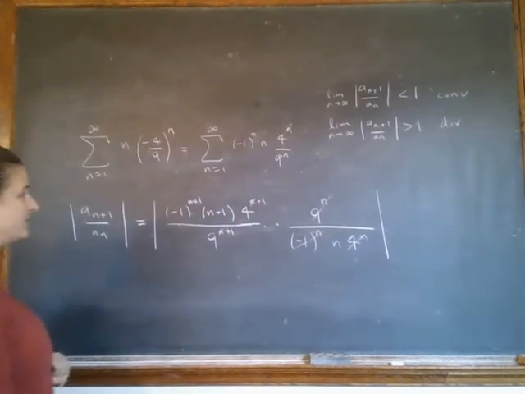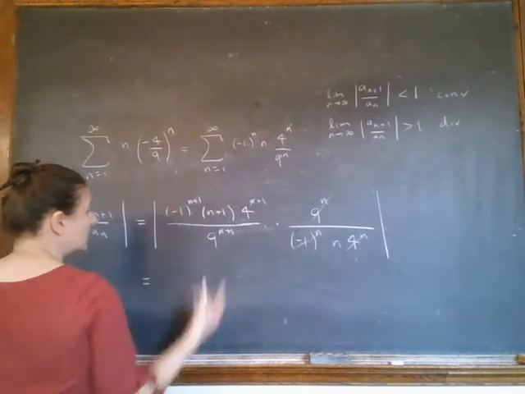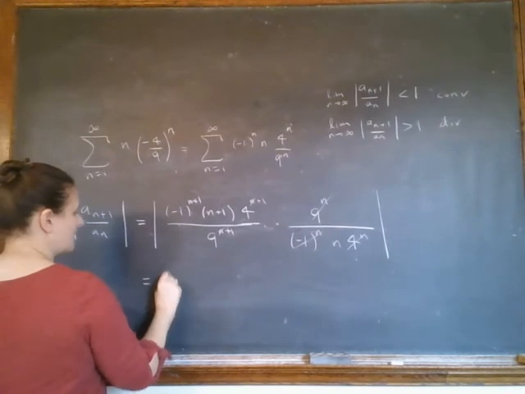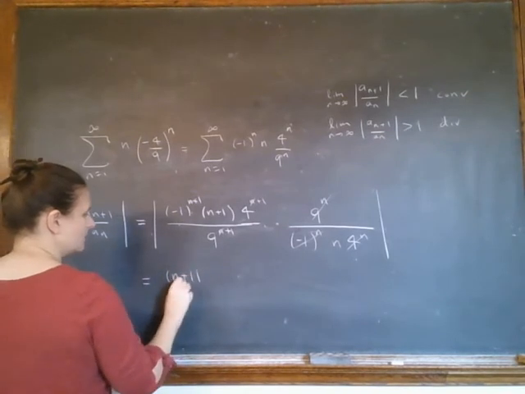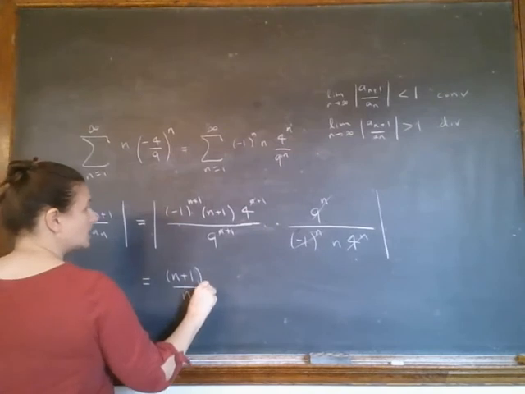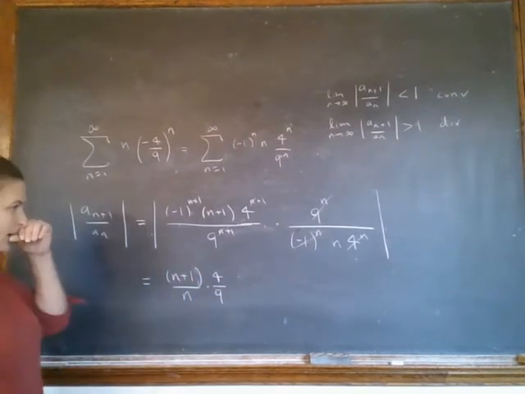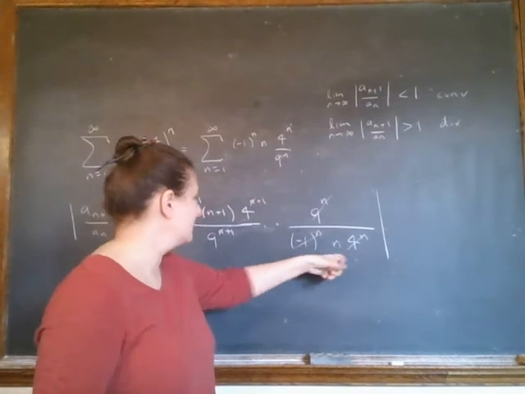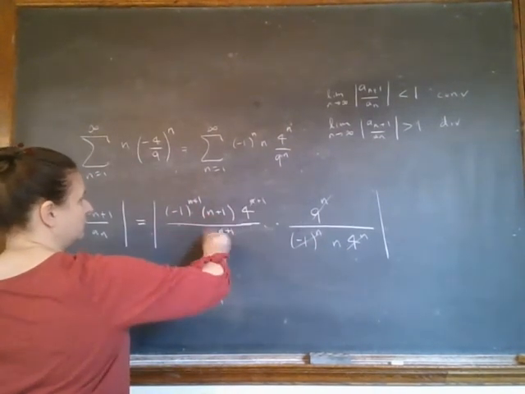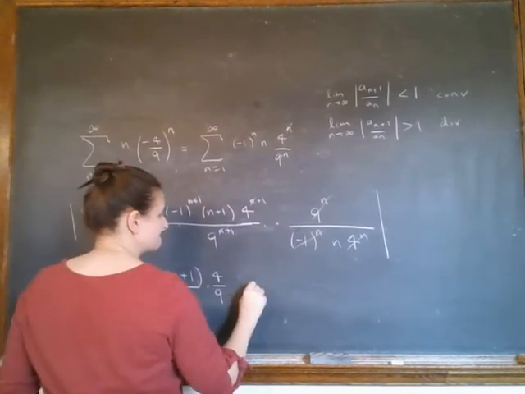It simplifies fast. So once we apply the absolute value to kill that minus 1, what I really have here is (n plus 1) over n times 4 over 9. Right, so all these canceled out. My n stays, my n plus 1 stays. I have a value of 4 and one value of 9. So we want to take the limit of this.